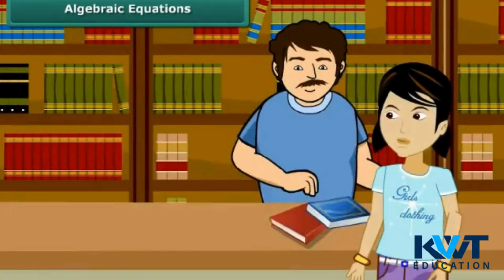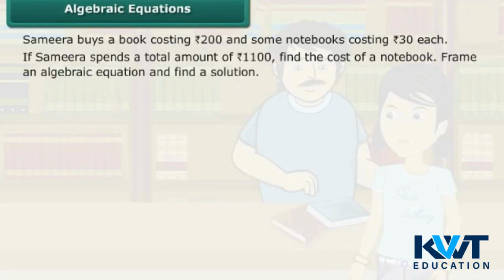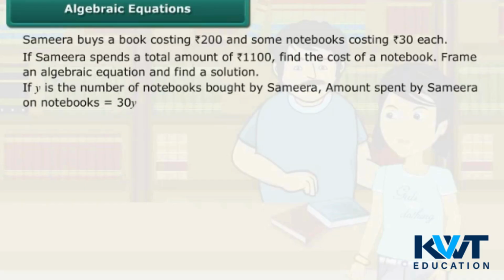Let us look at another example. Samira buys a book costing 200 rupees and some notebooks costing 30 rupees each. If Samira spends a total amount of 1100 rupees, find the cost of a notebook. Frame an algebraic equation and find a solution. If Y is the number of notebooks bought by Samira, amount spent by Samira on notebooks is equal to 30Y.